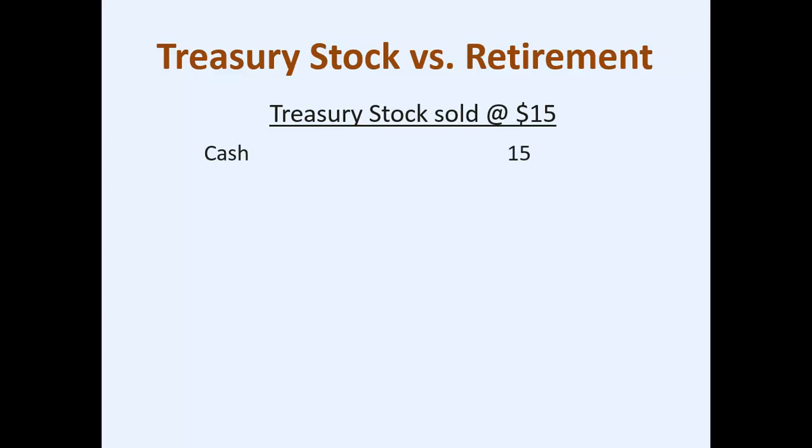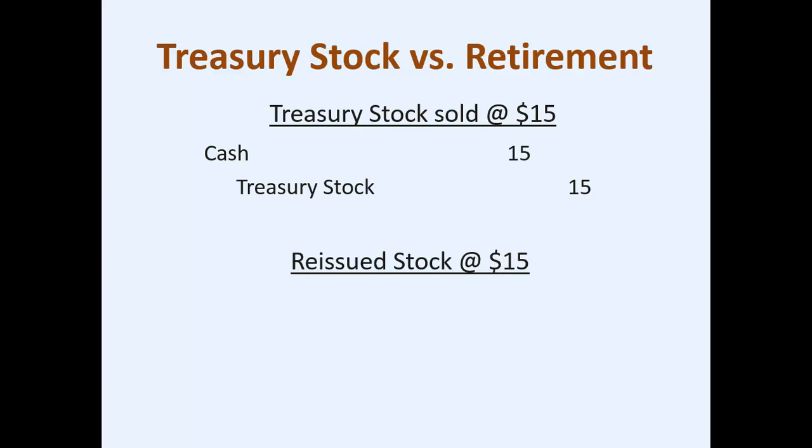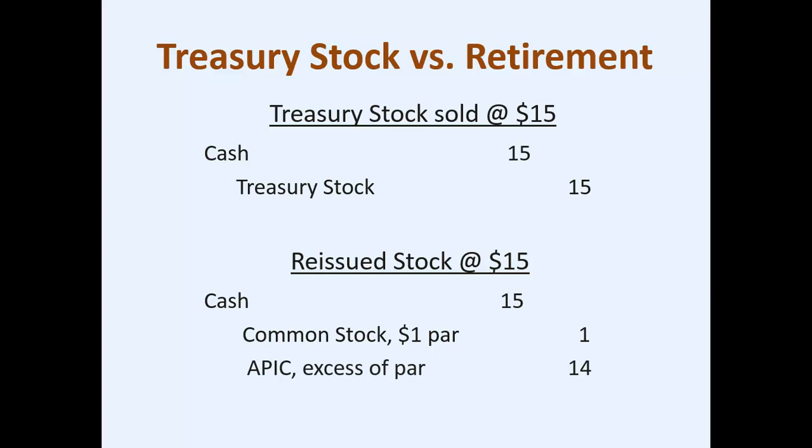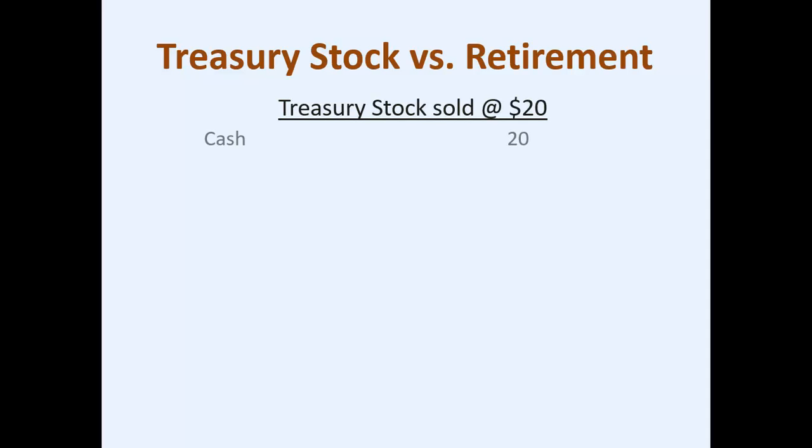Okay, now looking at treasury stock, if I buy it for 15 and sell it for 15, here is the entry. Now looking at the retired stock, I bought it for 15, I bought it back, but I recorded the loss up front. Treasury stock, the gain or loss is on the back end. Retired stock, gain or loss is on the front end. It's just a timing difference.